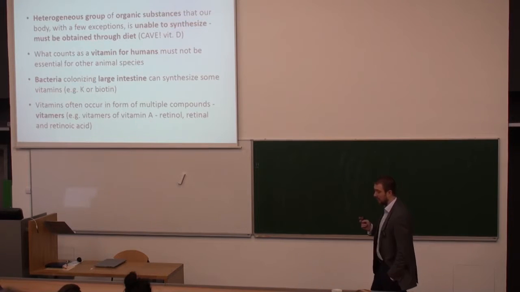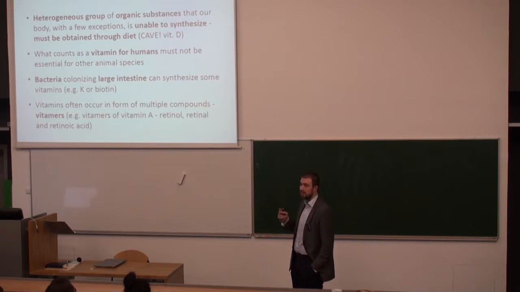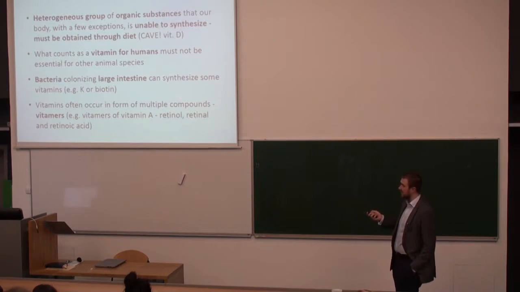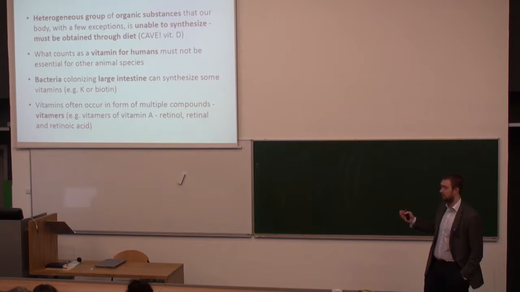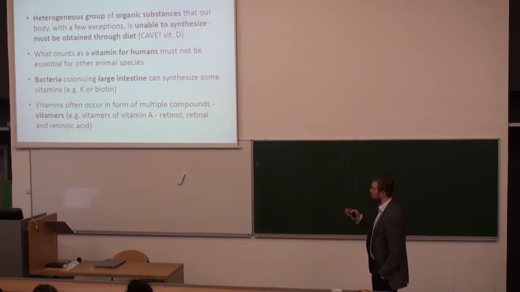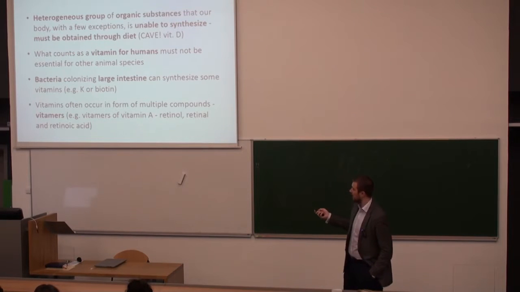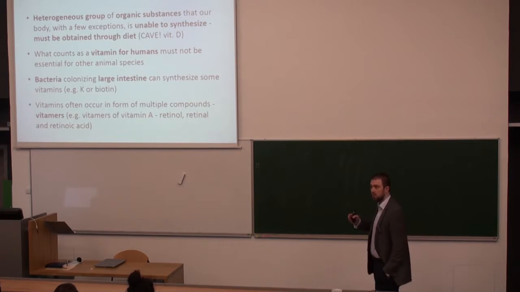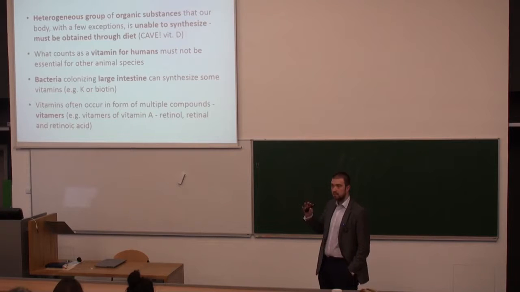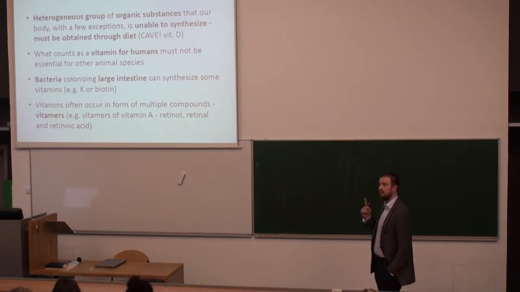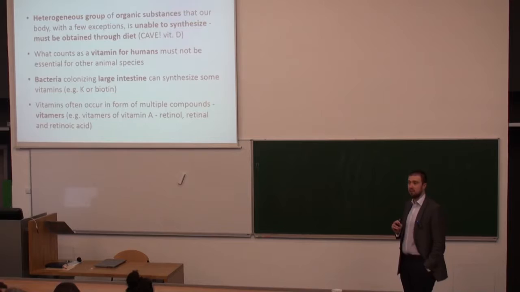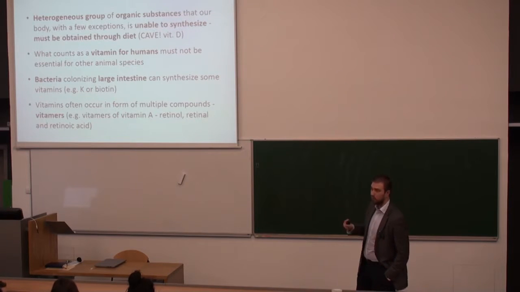The third important note is that when we, for example, say vitamin E, that doesn't mean that you have only one compound. Typically, the vitamins occur in the form of multiple compounds that we call vitamers. So here we have an example for vitamin A. We have it in the form of retinol, retinal, or retinoic acid. As you see, alcohol, aldehyde, and carboxylic acid. And you will see for many of them that the term vitamin means typically a group of compounds that have the same biological activity, and these forms can be interconverted inside our body. So we cannot produce them, but we can interconvert them.